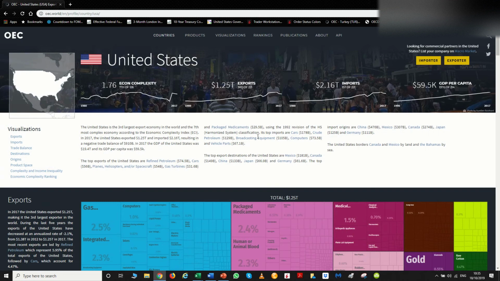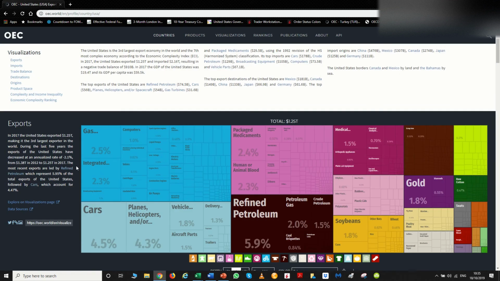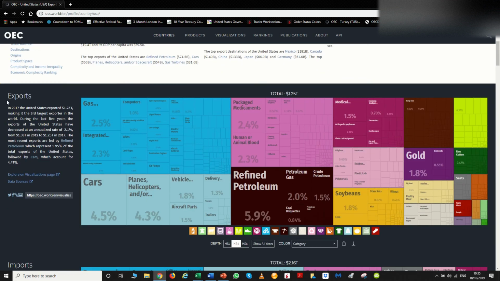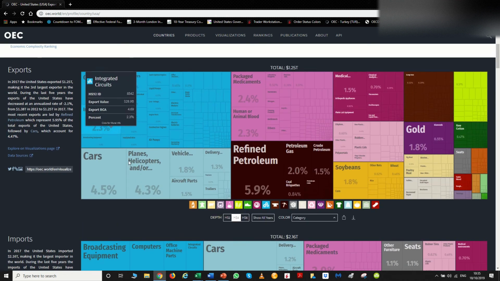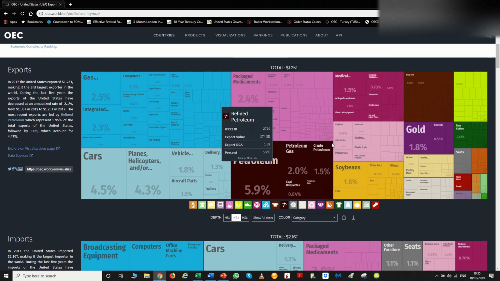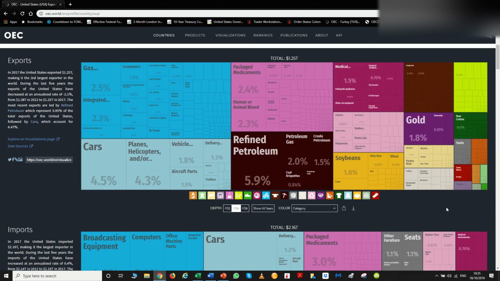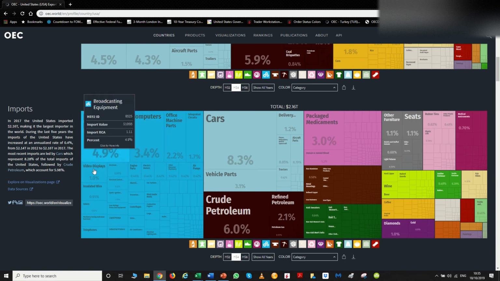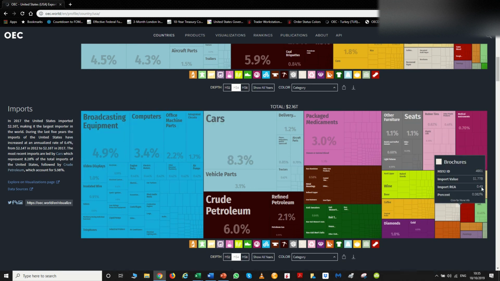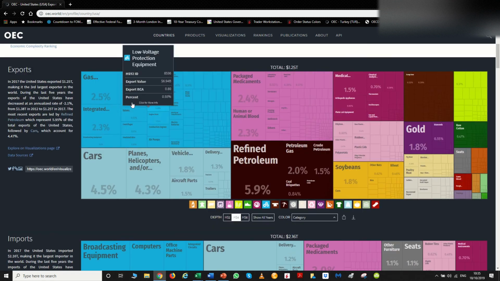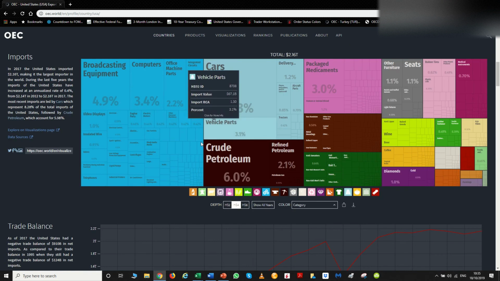Tells the exports, imports, etc. There's some analysis there. But what we're really interested in is the exports. So it will tell you what the United States is exporting as a percentage of its economy. So fantastic there. And what it's importing as a percentage of its economy or its imports. So a percentage of the exports and a percentage of the imports here.